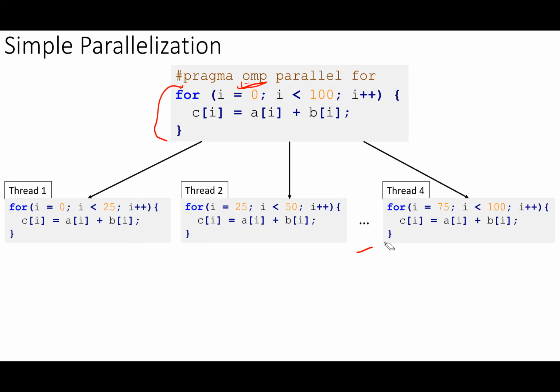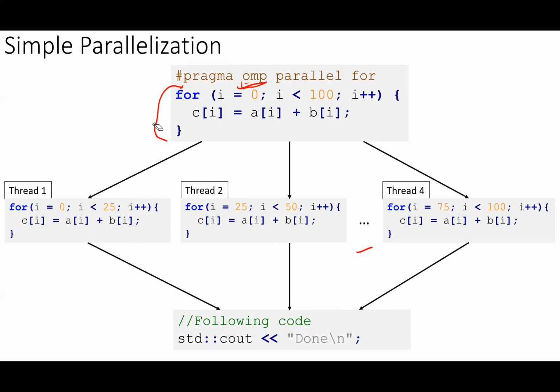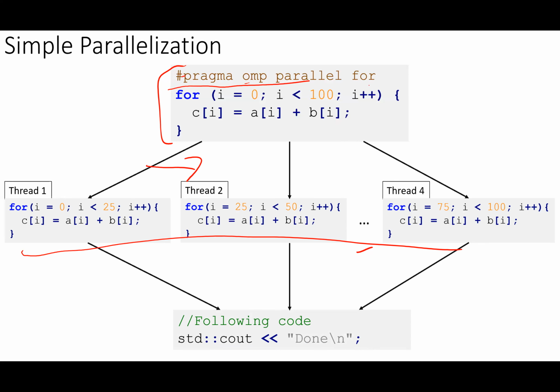Does that make sense? Okay. So what it also does is, there can be code after this for loop. Your program could be doing some more stuff after this. OpenMP also says that parallel for only applies to the next for loop. After that for loop, we should all wait, okay?